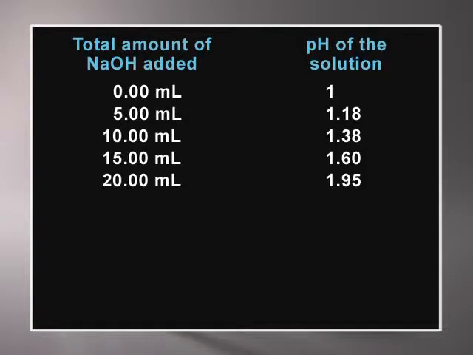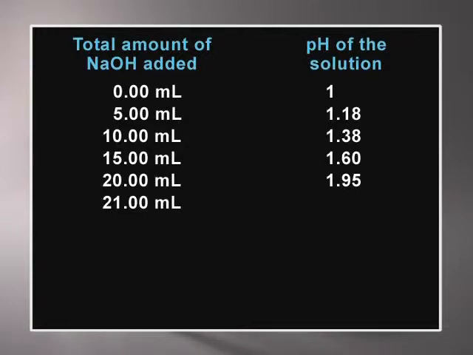So you notice that the first 20 milliliters of base that I have added has managed to increase the pH of the solution from an initial value of 1 to a value of 1.95. Now I am going to add the base 1 milliliter at a time. If I add 1 more milliliter of base, total volume now 21 milliliters.